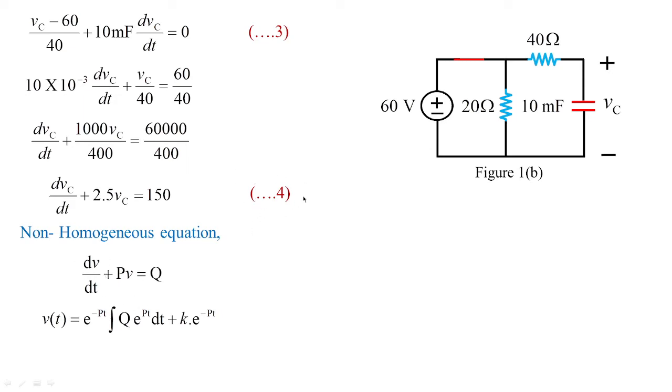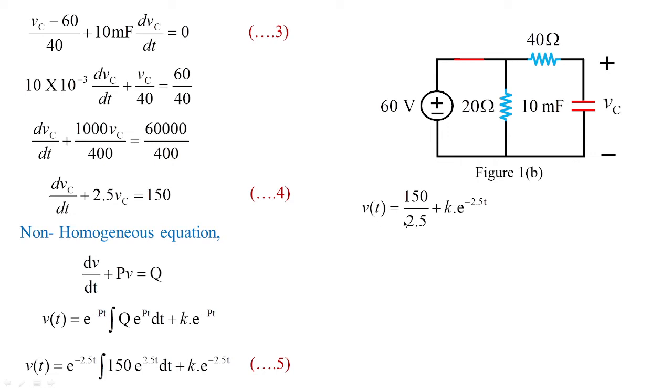So equation 4 can get a solution in terms of V of t, as V of t is equal to e to the power of minus 2.5t, because p is 2.5, integral q. From equation 4, q is 150 multiplied with e to the power of pt, p is 2.5t, dt plus k e to the power of minus 2.5t, and this we're treating as equation 5. I hope you understood how we frame equation 5 from non-homogeneous equation 4.